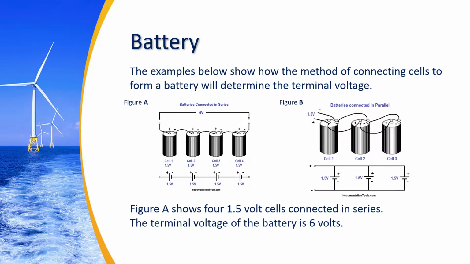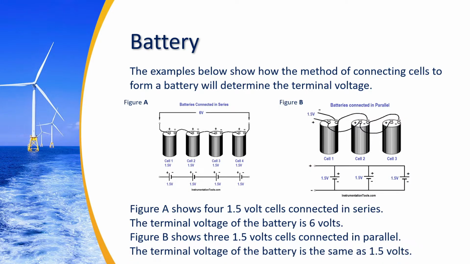Okay? So, for figure B, kapag connected naman sila sa parallel, so, yung figure B, pinapakita na may tatlong 1.5 volt cells tayo na connected sa parallel. So, yung terminal voltage ng battery natin is the same as 1.5 volts lang. Okay? So, sabi natin na kapag parallel sila, lahat ng voltages nila or yung magiging terminal voltage natin is pares lang sa voltage rating ng bawat cell natin.